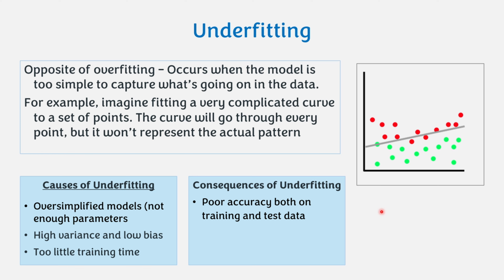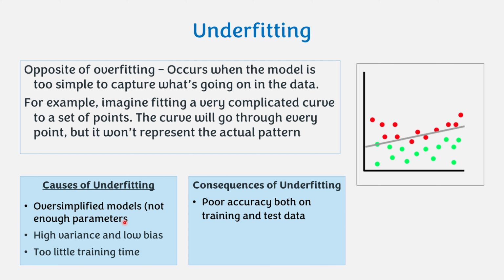Underfitting, on the other hand, is the opposite of overfitting. It occurs when the model is too simple to capture what's going on in the data. So, unlike overfitting, where we had too much complexity, here we have too much simplicity. A good example is a situation where the data follows a polynomial curve. We require a polynomial model, but we are fitting a linear model, so we are drawing a straight line where we are supposed to be drawing a curve.